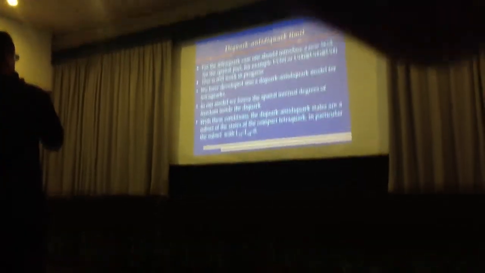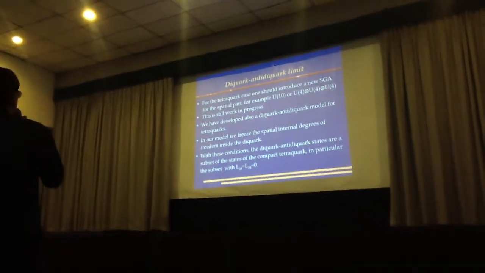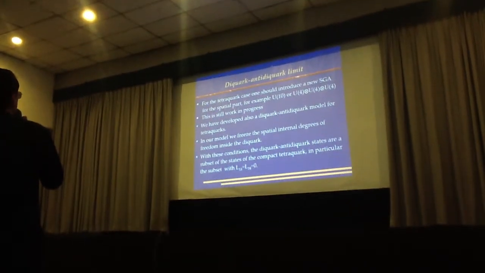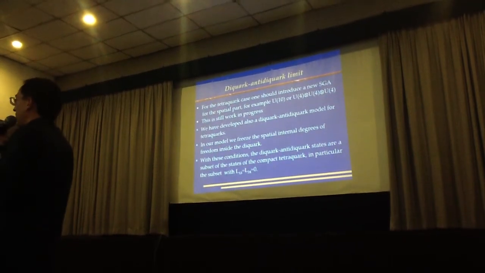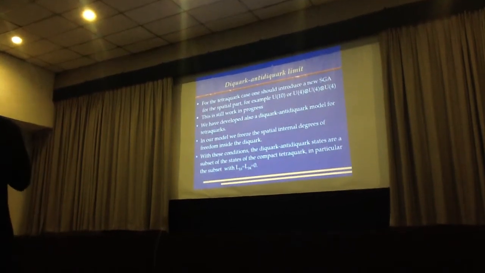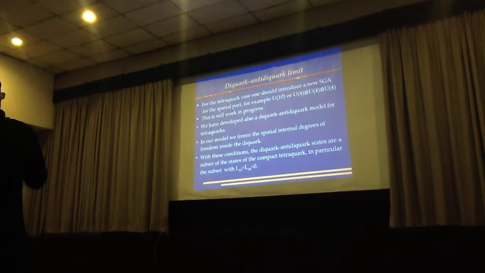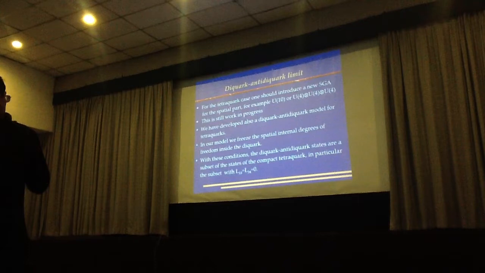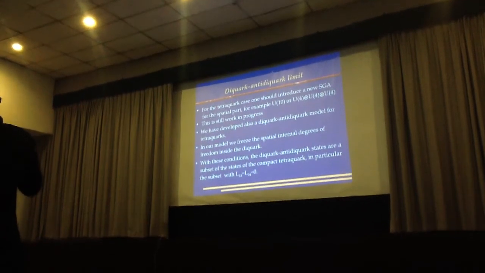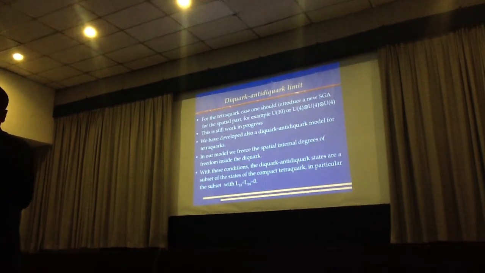Then, to do the general tetraquark case, we should change the spatial part because we now have 4 objects. So we should choose, for example, U(12) or U(4) times U(4) times U(4). This is still a work in progress with Professor Baker.